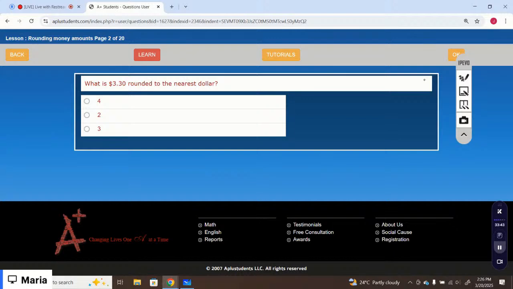$30 is rounded to 3. Option number 3 is the correct option. Very good.